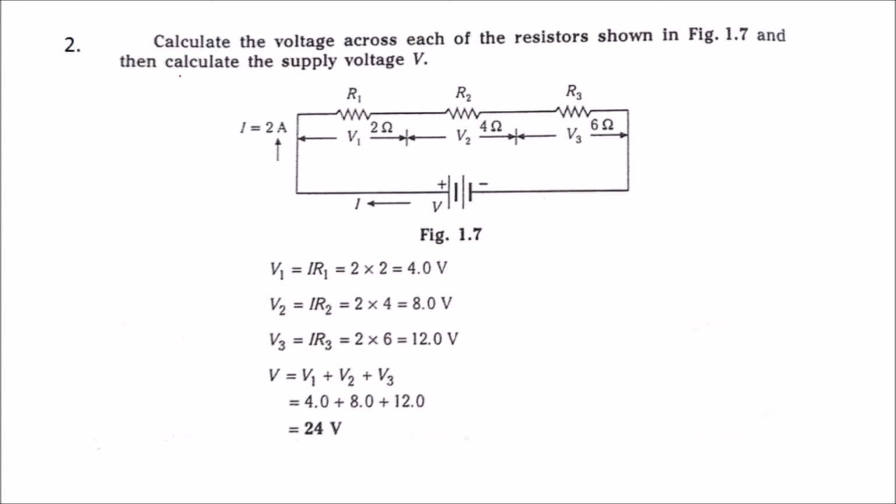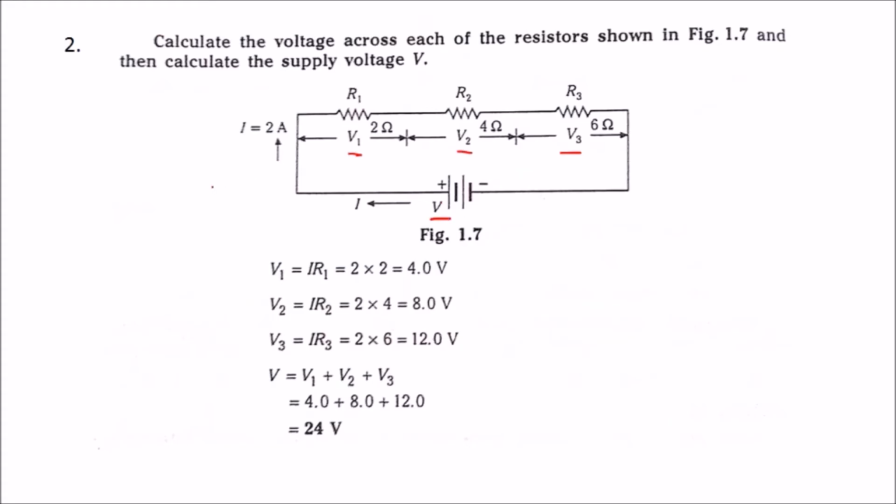Number 2. Calculate the voltage across each of the resistances shown in figure 1.7 and then calculate the supply voltage. So this is the figure. We have 3 resistances which are connected in series. The first resistance is 2 ohms, the second is 4 ohms, and the third is 6 ohms. So we have to calculate first V1, V2 and V3. Then later we have to calculate the supply voltage V.